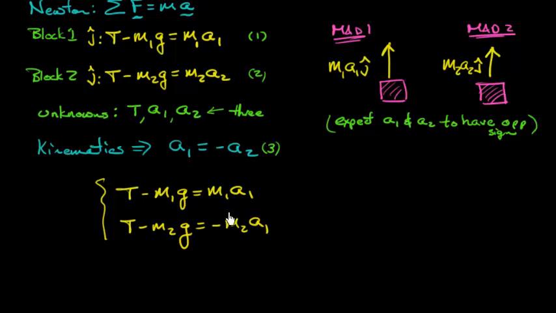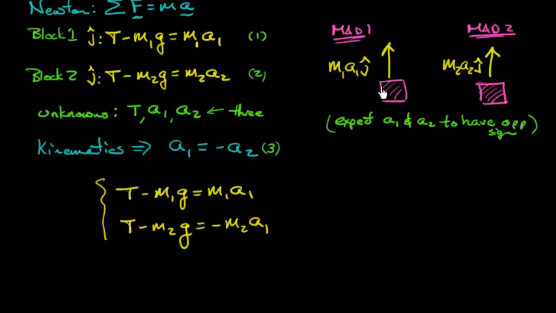Before I do that, I want to point one thing out. Remember when I said that we would take as my mass acceleration diagrams both accelerations pointing upward? At least that's sort of the default. So positive a1 would mean block number 1 is accelerating upward. A positive a2 would mean that block number 2 is accelerating upward. But our kinematic relationship says these have to be in opposite directions. So if a1 is accelerating up, a2 has to be accelerating downward.